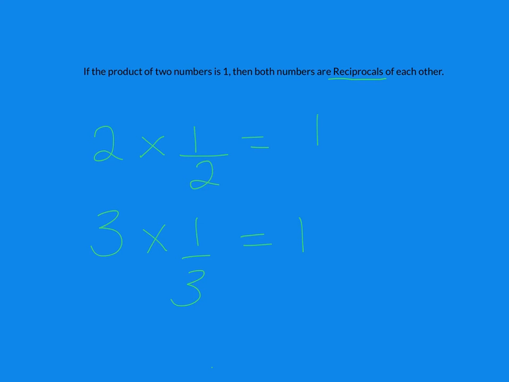When we multiply two numbers, and if the answer is 1, we say those two numbers are reciprocals of each other. So in this case, 2 and a half are reciprocals of each other, and 3 and 1/3 are reciprocals of each other. The product always has to give you the number 1.